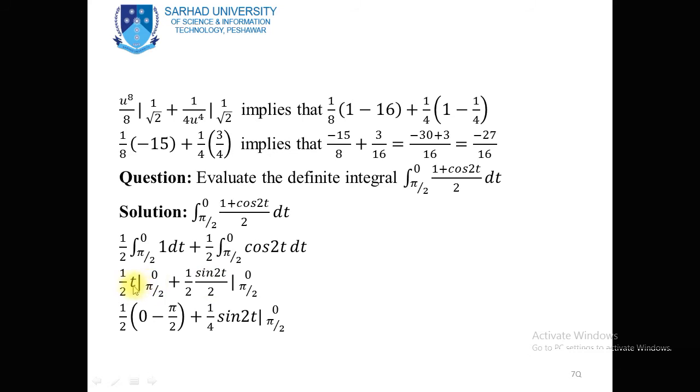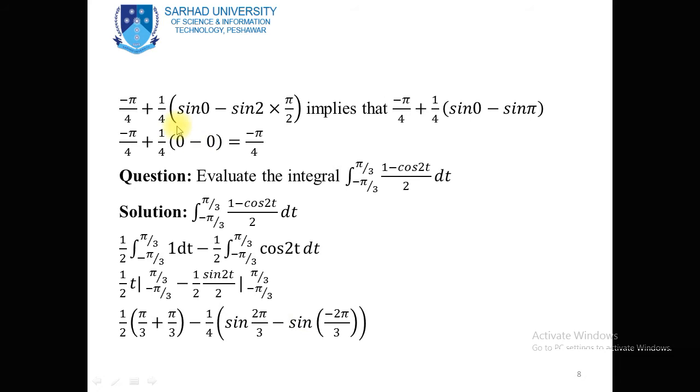And now putting the limit for this term, t equal to 0 minus lower limit t equal to minus pi by 2. Similarly for this term, multiplying 1 over 2 with 1 over 2 is equal to 1 over 4, and for this term we put the limit 0, so sin 0 is equal to 0, and sin 2 into pi by 2 you see over here, minus pi by 4.